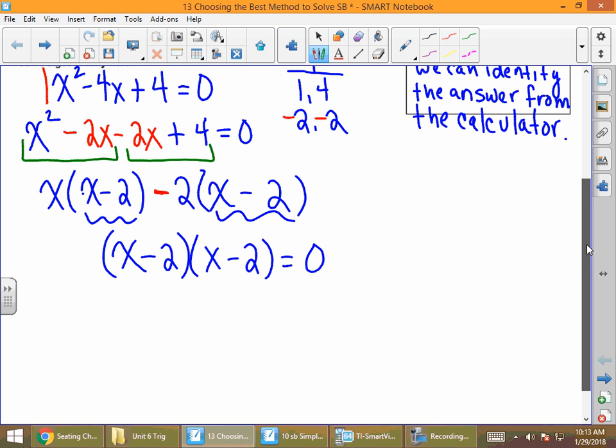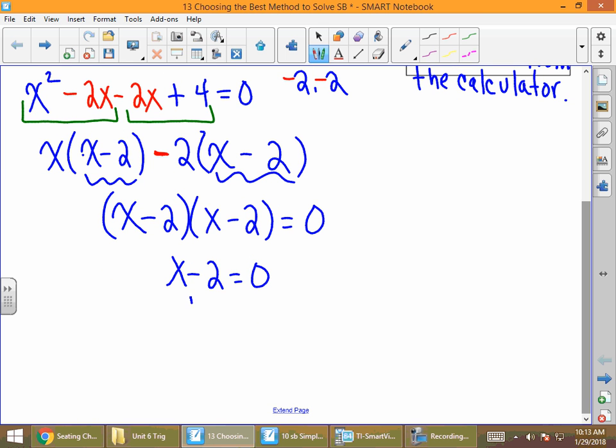Remember, some of you can say right away what the answer is, and some of us, we have to say, well, x minus 2 equals 0. We don't need to do it twice since they are the same factors. But we can add 2 to both sides. And we end up with x equals 2.